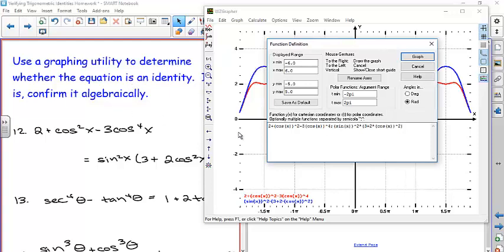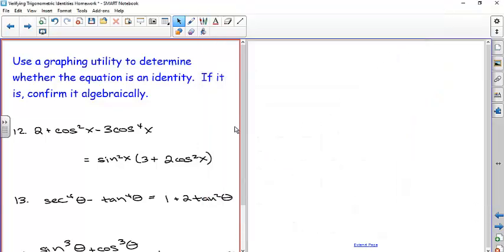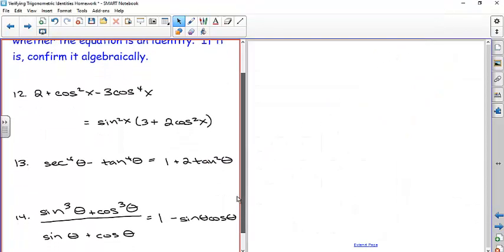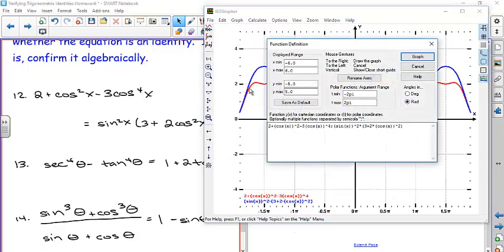So maybe it isn't. Let me just pause. Okay, so it's not. That's why it doesn't match up. So because it's not, we don't have to verify it. So the next one is secant to the fourth.